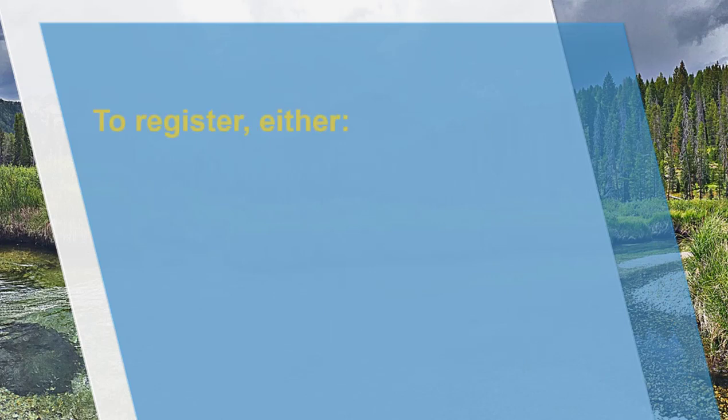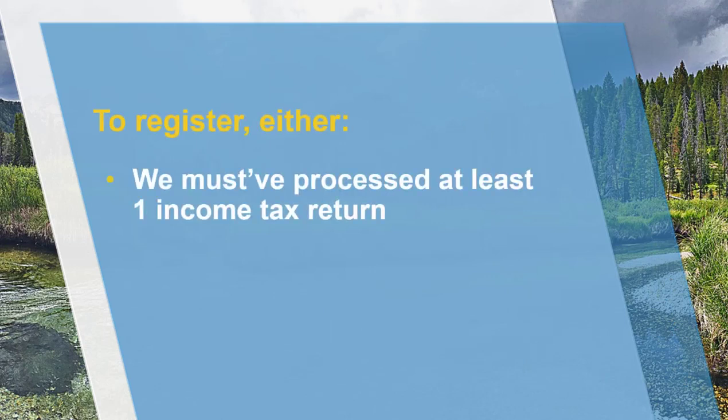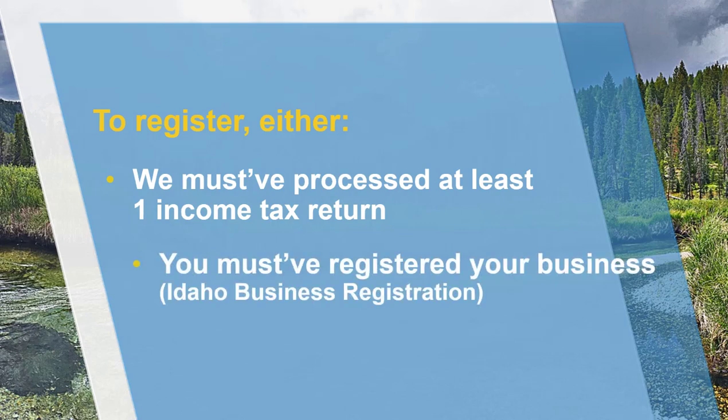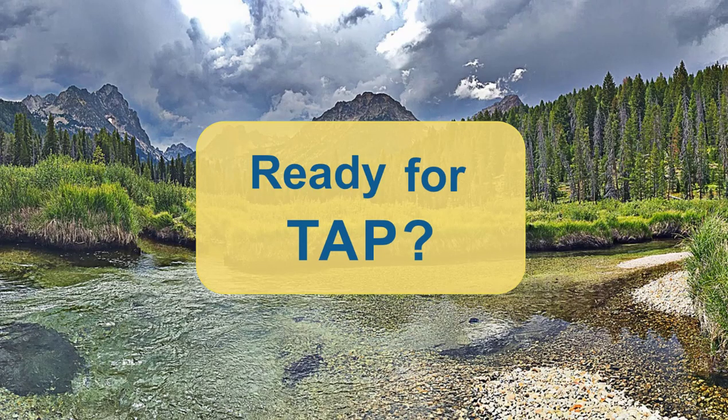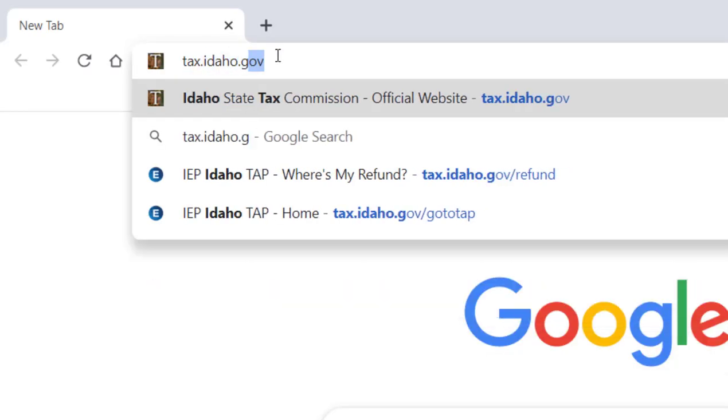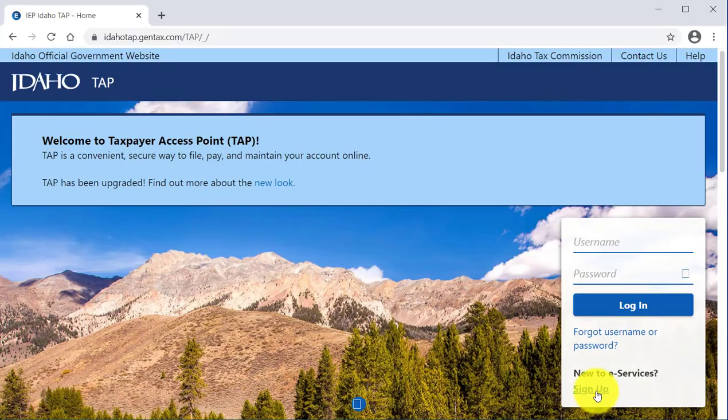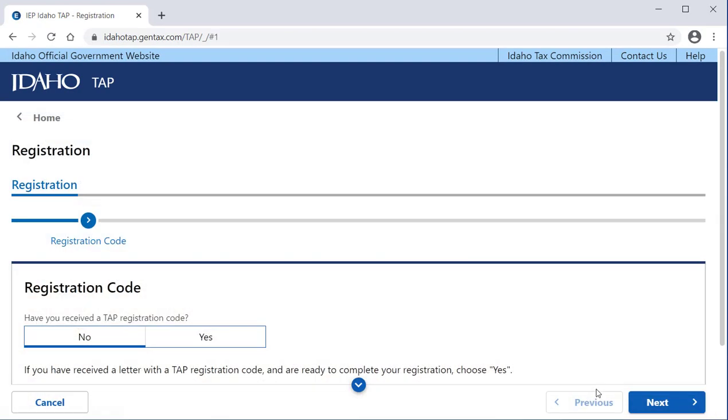You can open a TAP account now if we've processed at least one of your income tax returns, or you've registered your business through the Idaho business registration process. Ready to open a TAP account? Just go to tax.idaho.gov/go-to-tap and click Sign Up.